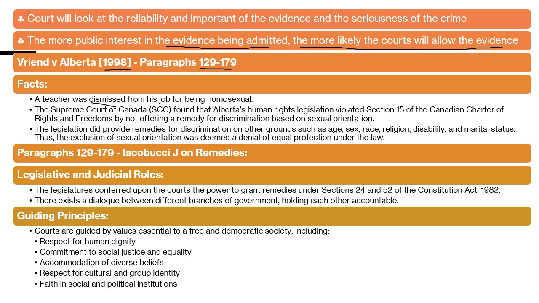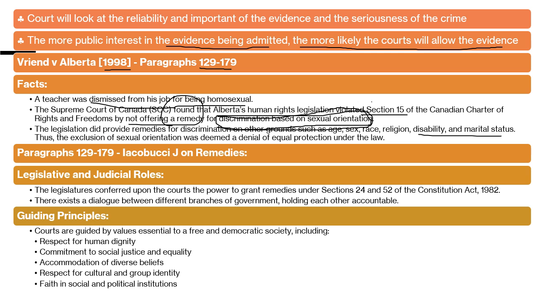A teacher was dismissed from his job for being homosexual. The Supreme Court of Canada found that Alberta's human rights legislation violated section 15 of the Charter by not offering a remedy for discrimination based on sexual orientation. So see, this is where the analogous ground of sexual orientation under section 15 discrimination comes from. The legislation did provide a remedy for discrimination on other grounds, the enumerated grounds, but not on this analogous ground.